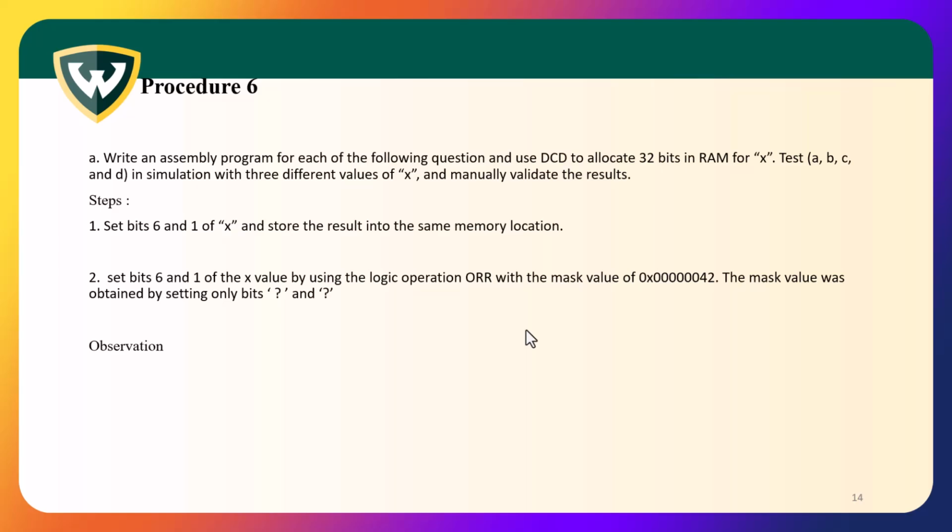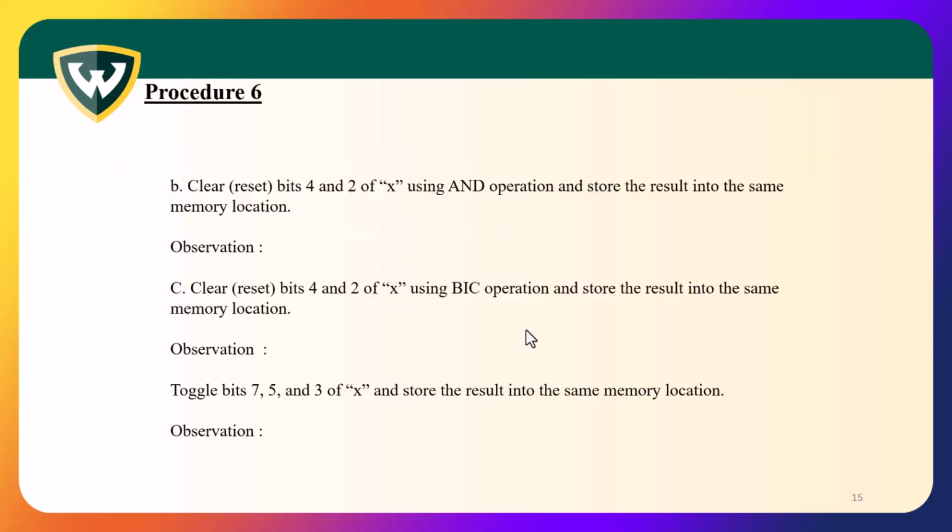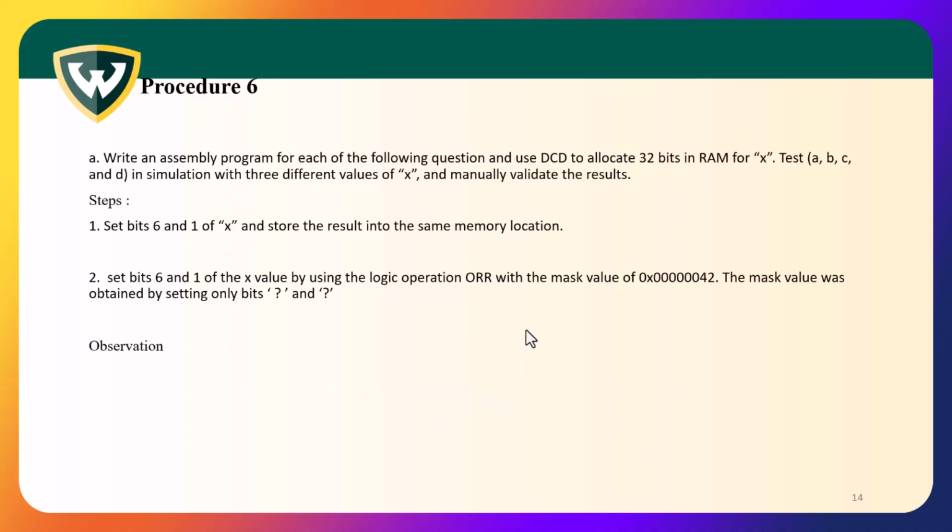And then we're going to follow procedure 6. Procedure 6 has sub-steps A, B, C, and D. So first you're going to set the value of bits 6 and 1 of x and store the result into the same memory location, and then set bits 6 and 1 of the x value by using the logic operation ORR with the mask value of 42. The mask value was obtained by setting only the relevant bits, which you're going to observe.